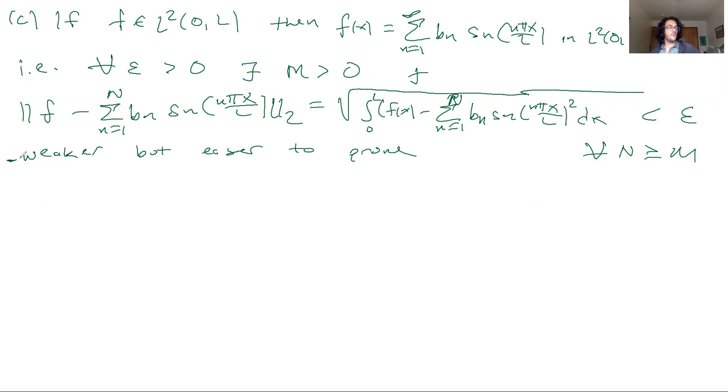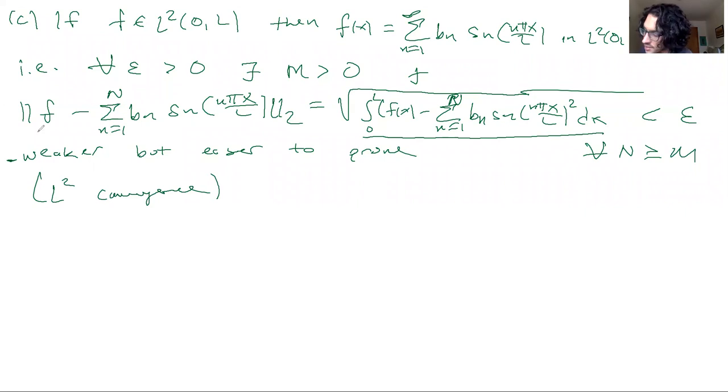And really, for most applications, L2 convergence, right? This is what's called L2 convergence, okay? Just basically that the L2 norm of f minus your Fourier series tends to 0 as you add more and more terms in your Fourier series. That's good enough, right?